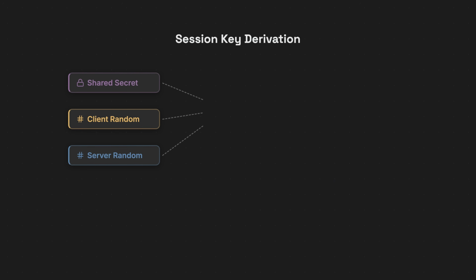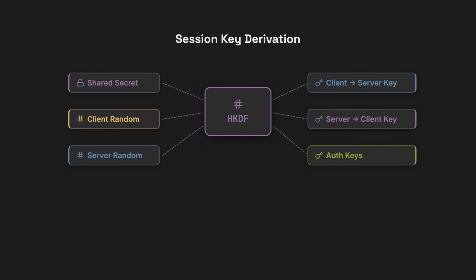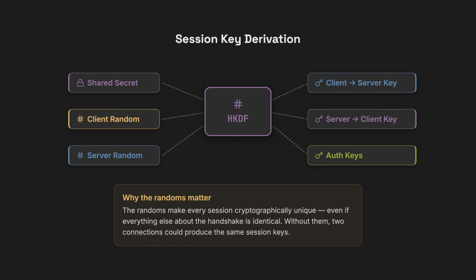From the shared secret, combined with the client random and server random from the hello messages, both sides independently run the same calculation through a key derivation function. TLS 1.3 uses HKDF. Both sides derive identical session keys because they had identical inputs. The randoms are what make every session cryptographically unique. Without them, two connections to the same server using the same DH parameters could theoretically produce the same session keys. If an attacker ever obtained those keys for one session, they might apply them to another. The randoms eliminate that possibility. Every session's keys are unique, even if everything else about the handshake is identical.